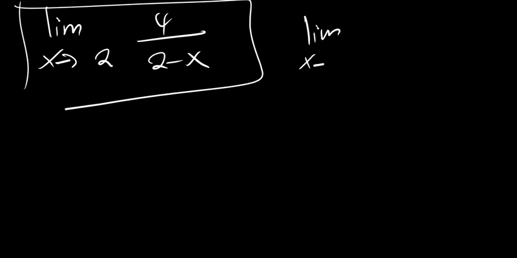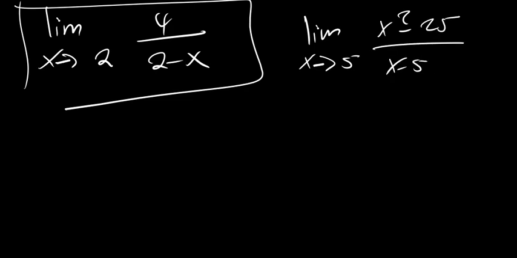Limit as x approaches 5 of 1 over (x minus 5) raised to the power 2. I want you to go ahead and solve this one as well, and this one with the other ones that I gave you. So you can take a screenshot, then send it in the group.